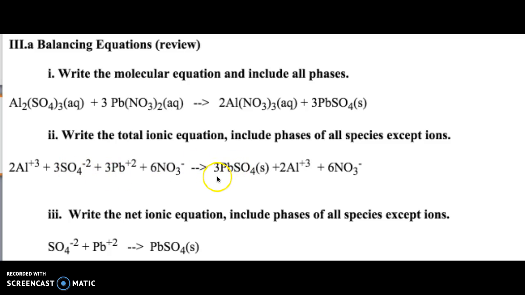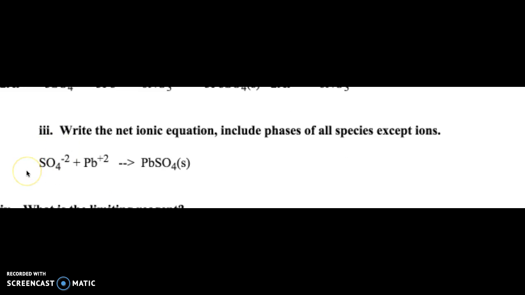We can simplify that equation to just sulfate plus lead equals lead sulfate solid. That's our net ionic equation. Now, just like any stoichiometry problem, as soon as we have our balanced equation, even though this one looks a little different than all the other ones because it's in the net ionic form, we can go ahead and start to figure out what our product is.